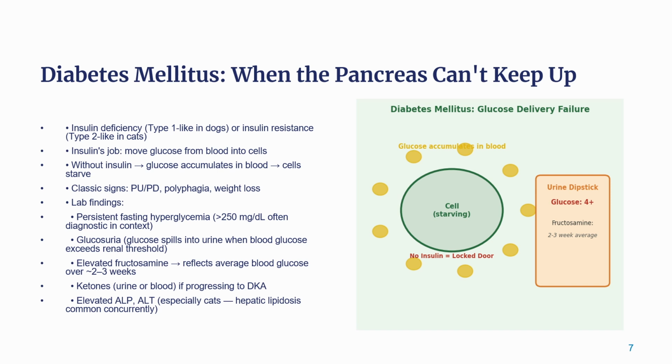The body, sensing cellular starvation, starts breaking down fat for energy. And if that process accelerates, ketones are produced and the patient develops diabetic ketoacidosis, a serious emergency. Fructosamine is an incredibly useful monitoring tool. It reflects the average blood glucose over the previous 2 to 3 weeks, which gives you a picture of how well the diabetes is controlled, rather than just a snapshot of one moment in time.